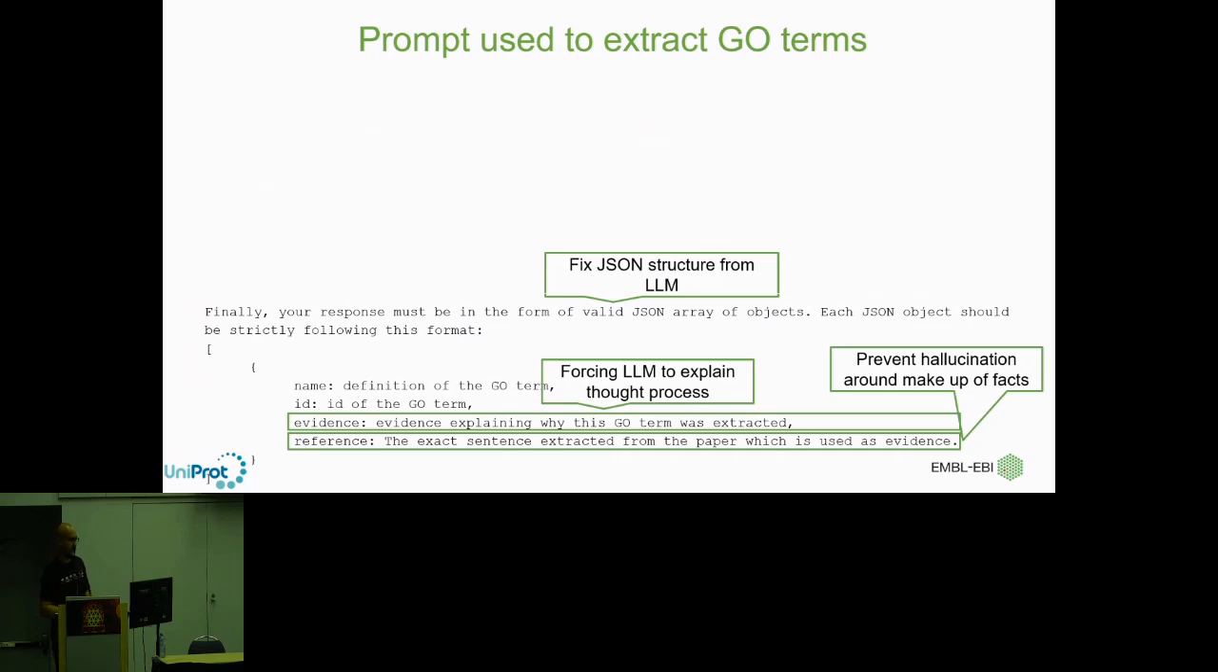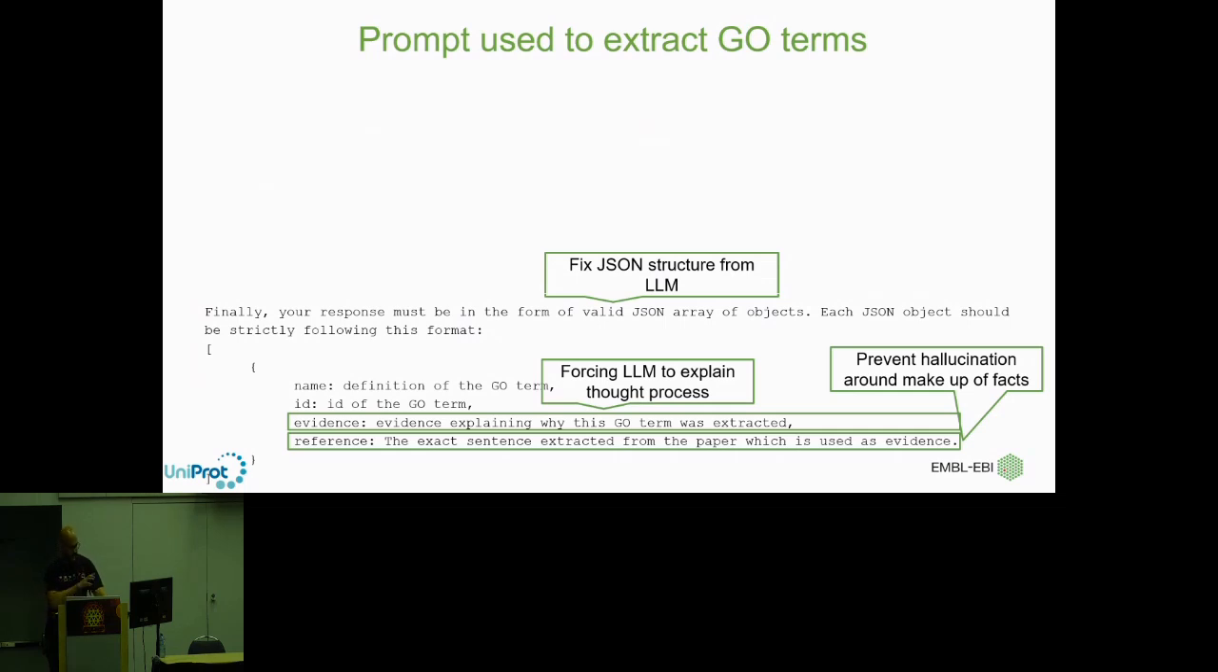So large language models are actually sometimes expert in creating facts. So we are trying to prevent this by capturing the exact sentence. And I'll tell you why later, how we use it. And based on the sentence, which is in the reference, the evidence is generated, which means why the large language model thinks that the Go term is applicable for this. So we're actually forcing it to retry the thought process of the LLM again.